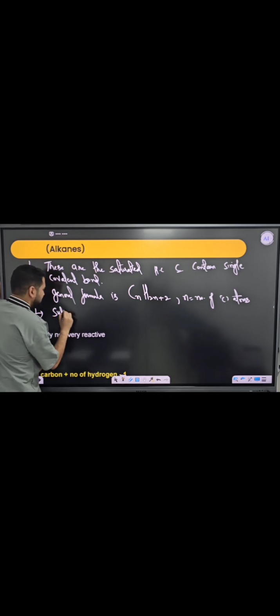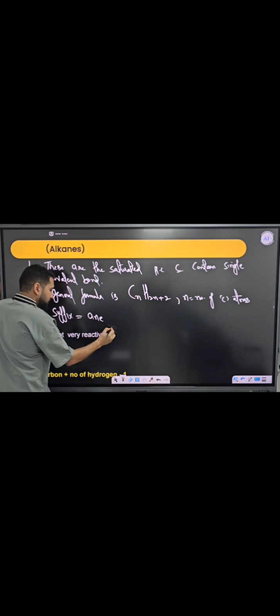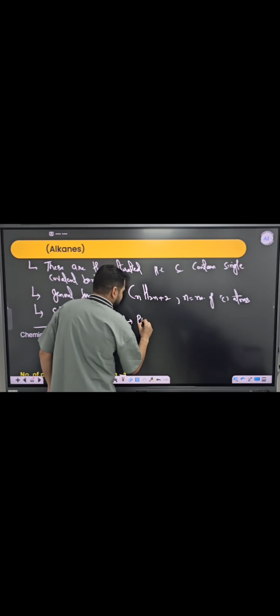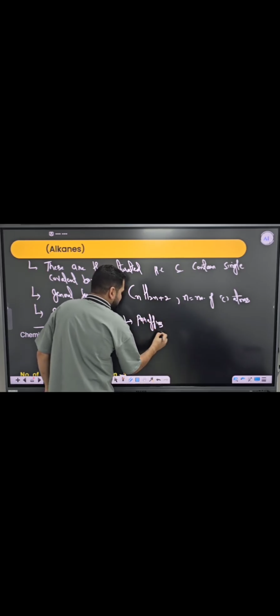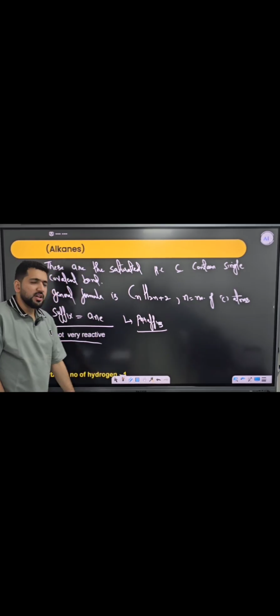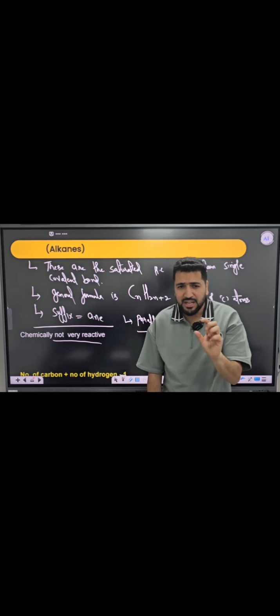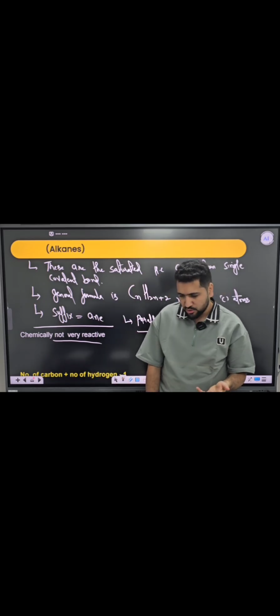Their suffix that we'll be using is ane, right? Clear? And they are also called paraffins. Paraffins means they are chemically not very reactive, because they only contain the single bond. And in order to break the single bond, we need more and more energy. So that's why they are chemically less reactive. I hope this is clear.